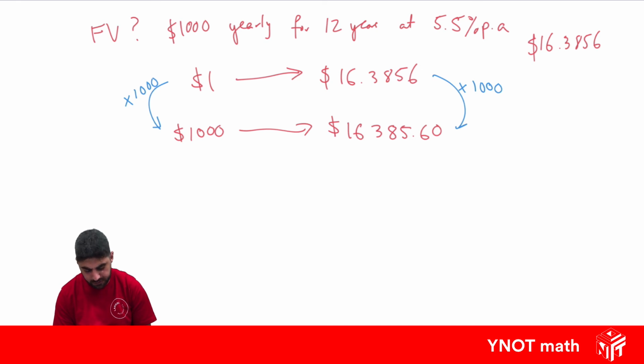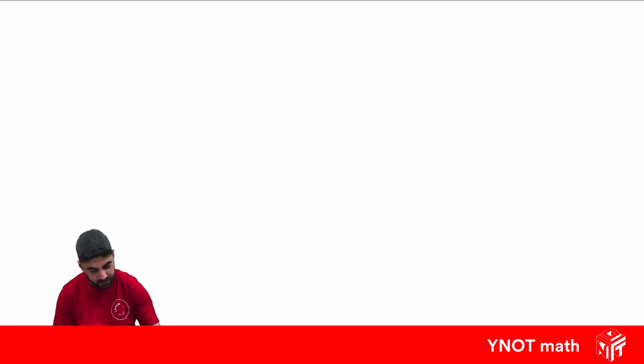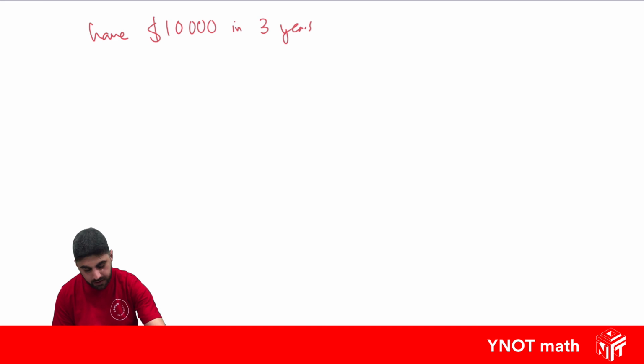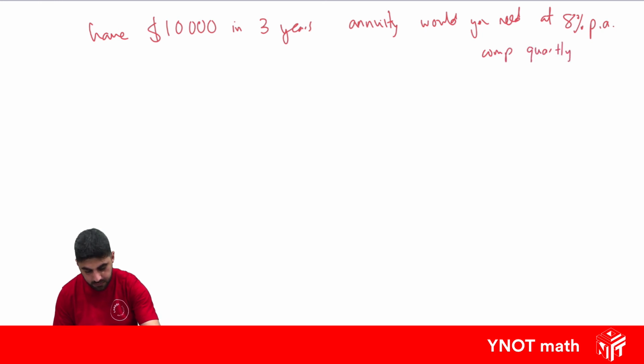All right, let's have a look at another question. So if you want to have $10,000 in 3 years, what annuity would you need at 8% per annum, compounded quarterly? Okay, so we're after what annuity is the main thing we're trying to find.